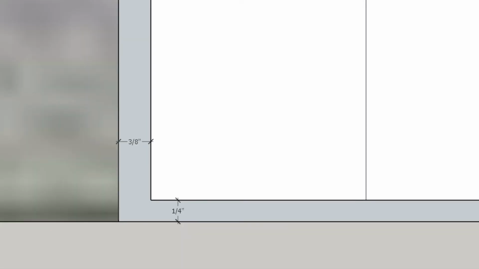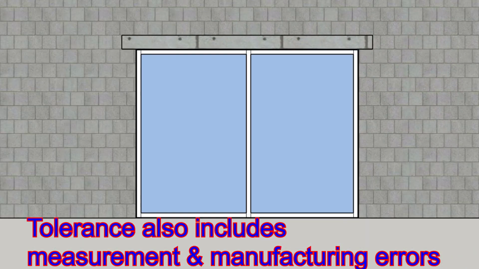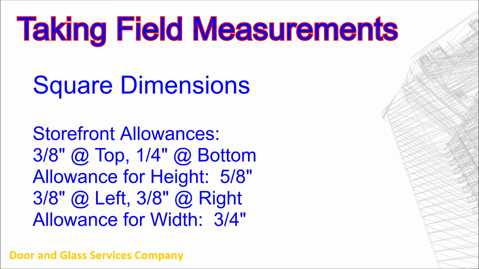Using a window as an example, the allowance is the space between the window and the opening, and the tolerance refers to the precision with which the opening itself is constructed. In the case of a storefront, we have a 3/8 allowance at the top, a 1/4 inch allowance at the bottom, and this gives us a 5/8 inch allowance in the vertical dimension. At the left and right sides, we have 3/8 of an inch, which gives us an allowance for the width of 3/4 of an inch.